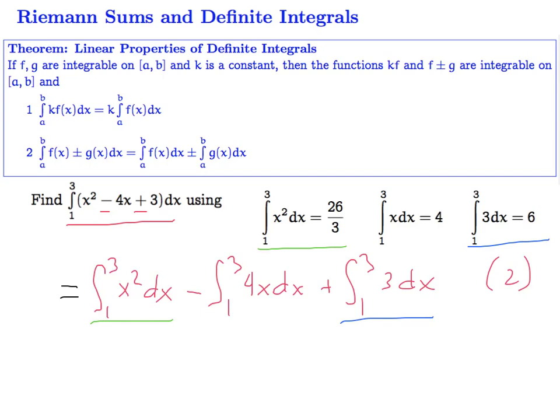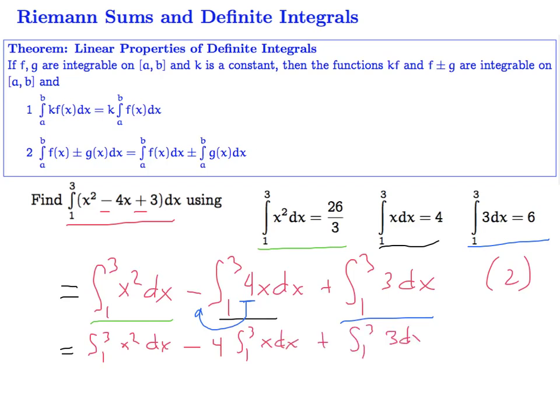The last thing to do is to get our middle piece to look more like this. They're not quite the same yet. But what we can see is that we have a constant out here, the 4, and we can move that 4 out front. So what we end up with is an integral we know, minus 4 times an integral that we also know, plus finally an integral that we know.